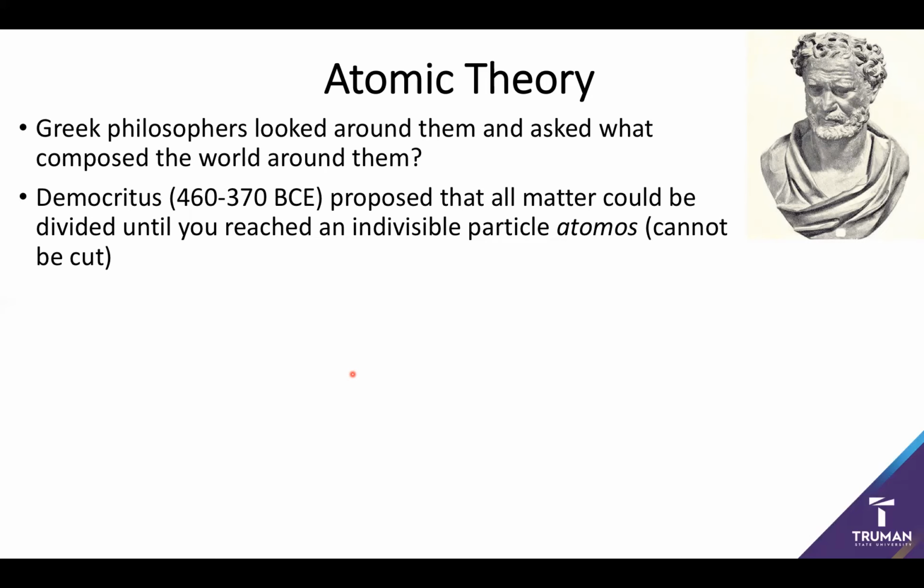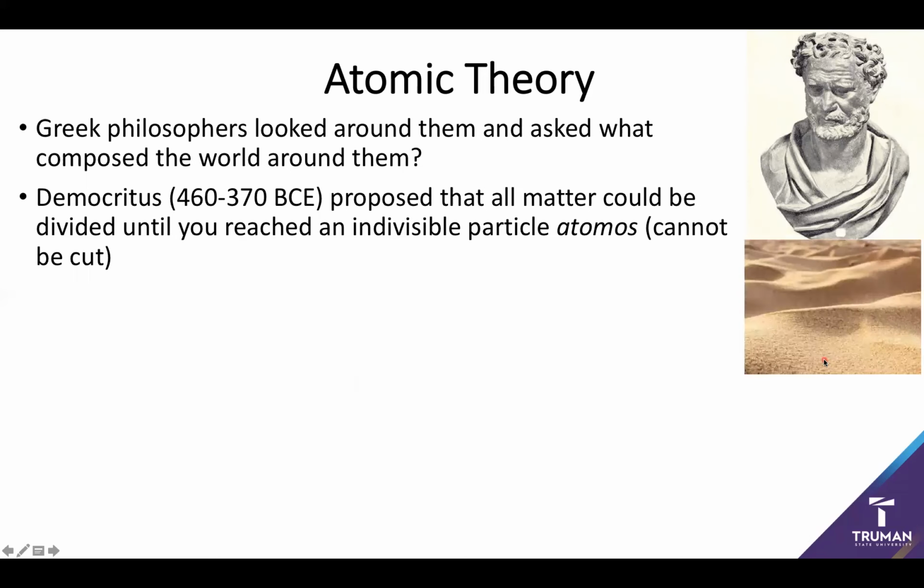So he proposed that all matter could be cut down and divided until we reached an indivisible particle, so a particle that couldn't be cut, which in Greek actually literally reads as atomos, something that can't be cut. So, a good way to think about how Democritus saw the atom was as a grain of sand. You go out in the desert, you can keep subdividing the desert until you get to a tiny particle that couldn't be cut anymore, the individual grain of sand.